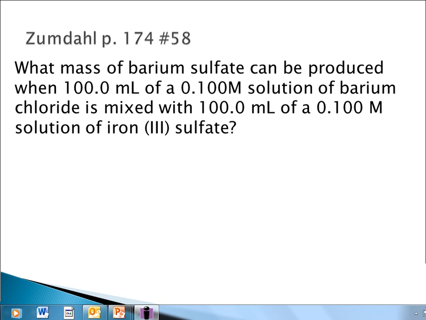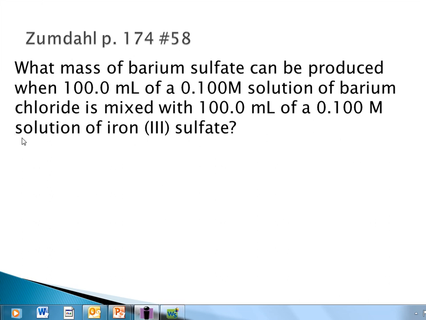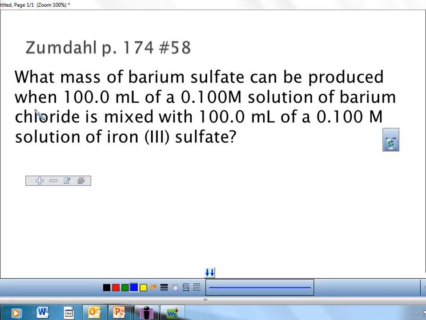Number 58 on page 174 is a precipitation reaction. Every time that we do these problems, we're going to want to start with a balanced chemical reaction. So in this problem, we are going to be reacting barium chloride, which is aqueous because it has a concentration of 0.1 molar in the problem.